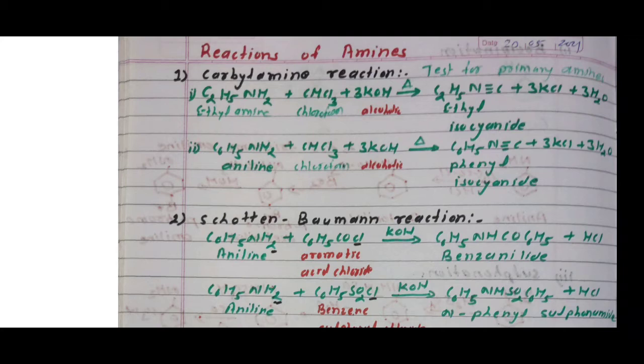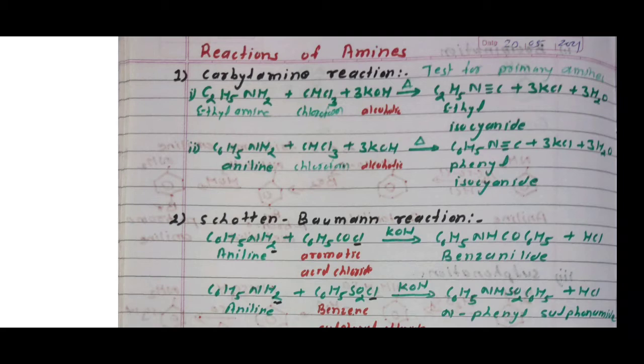released. Then I am taking a second example, aniline. Aniline is an aromatic primary amine, whereas ethylamine is an aliphatic primary amine. I am taking aniline, C6H5NH2, meaning a benzene ring attached to an NH2 group is called aniline, plus chloroform plus alcoholic KOH.